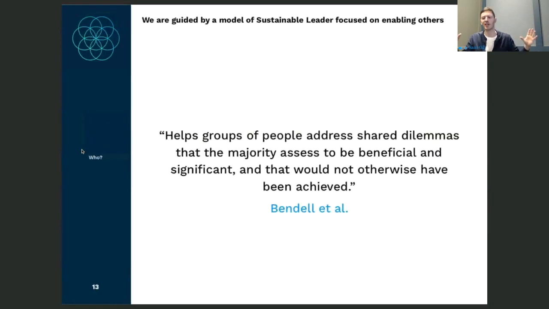Now, both of these organisations, and they're working very closely together, are guided by a model of sustainable leadership that is really about helping groups of people address shared dilemmas that the majority assess to be beneficial and significant, and that would not otherwise have been achieved. And that was a definition that came out of a paper written by Jem Bendel, who we will explore a bit more of the deep adaptation agenda next week.